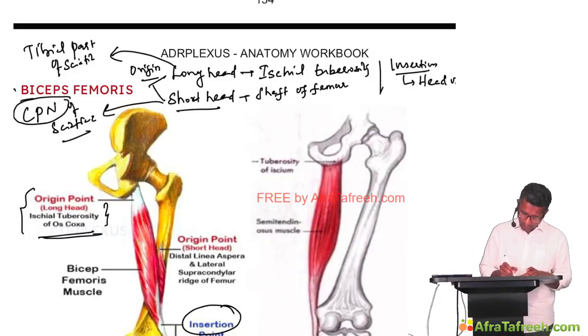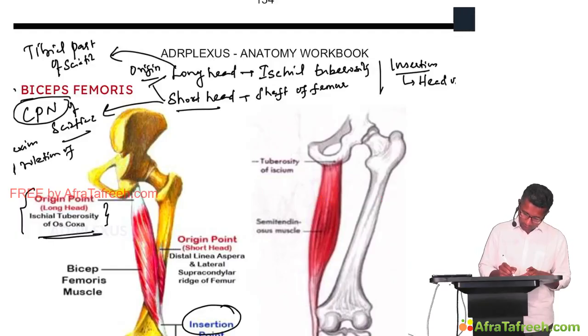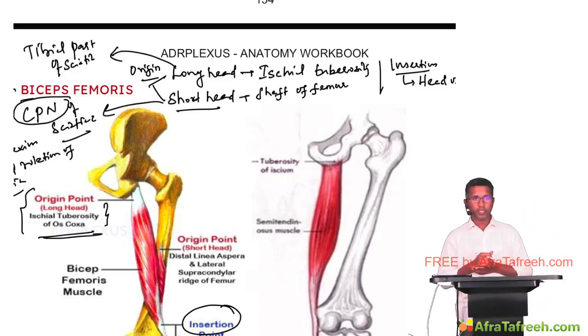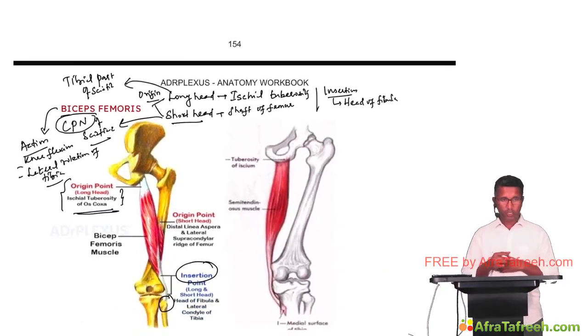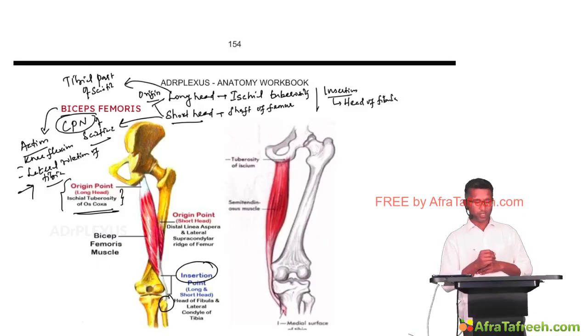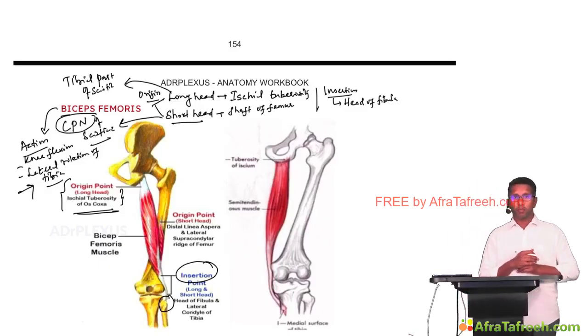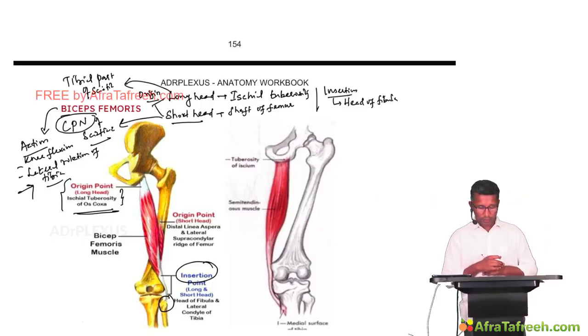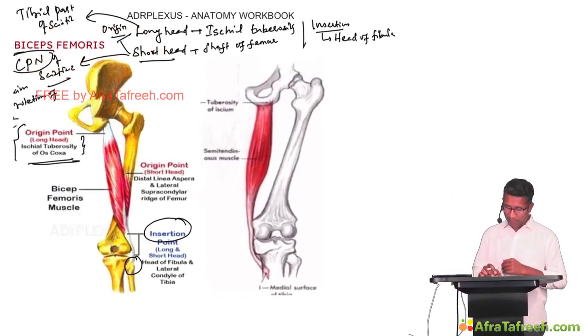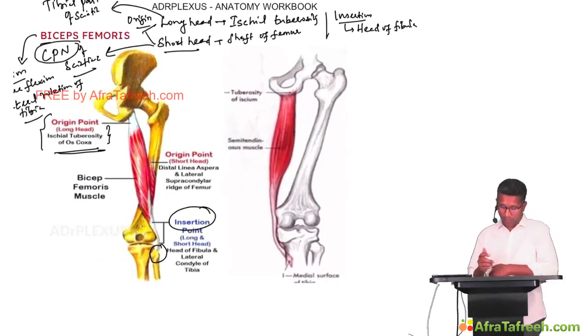In addition to that, it also causes lateral rotation of the knee joint. It is called lateral rotation of the tibia. So biceps femoris helps in lateral rotation of the tibia, which is what I have written there. Lateral rotation of the tibia and knee flexion are the two actions of the biceps femoris muscle.